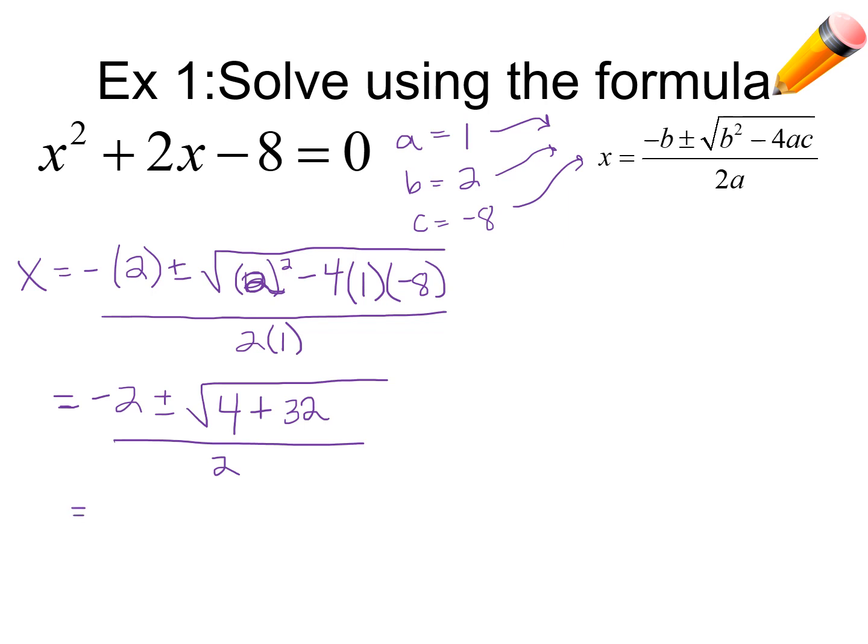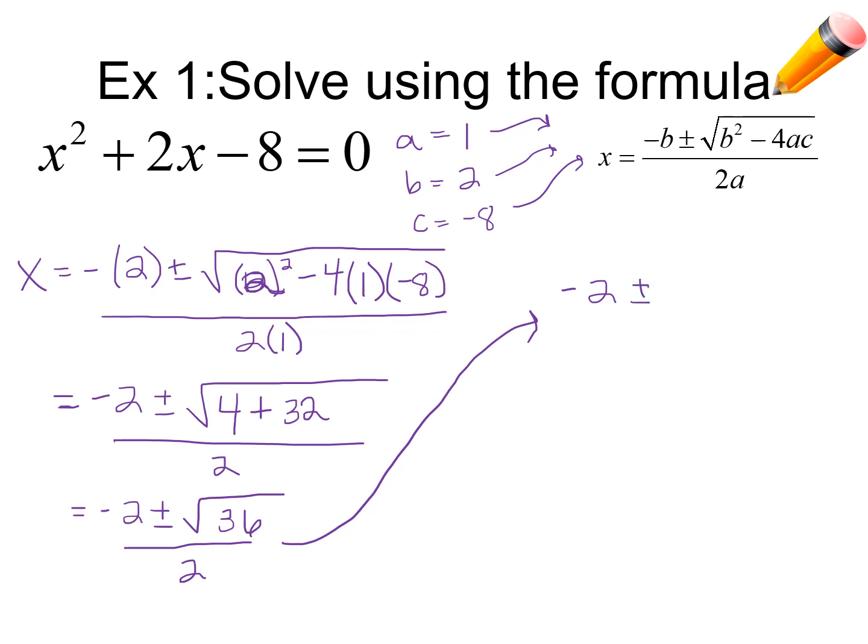If I were to take it another step, and the more practice we get, there are some steps in here that we can skip. 4 plus 32 is 36, all over 2. So if I bring this work up here, I would have negative 2 plus or minus the square root of 36, which we know is 6, all over 2.